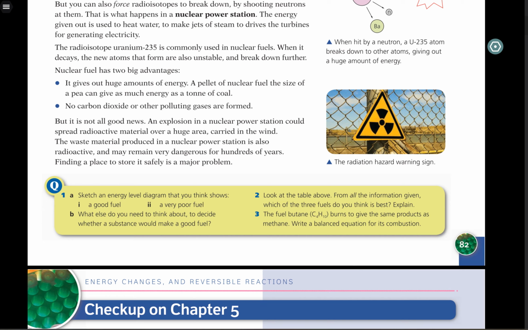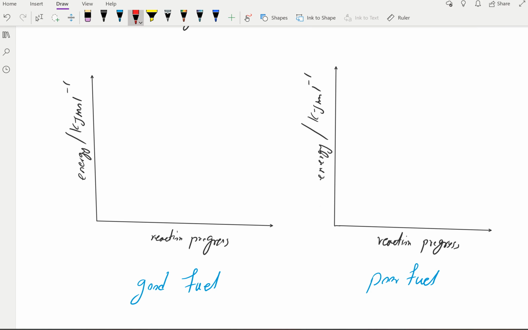On page 82 we have the questions for section 5.3. Question number 1. A. Sketch an energy level diagram that you think shows a good fuel, a very poor fuel. B. What else do you need to think about to decide whether a substance would make a good fuel? So I answer part A of this question. On these two energy level diagrams, I want to show the difference between the good fuel and the poor fuel. You know that burning fuel is an exothermic reaction.